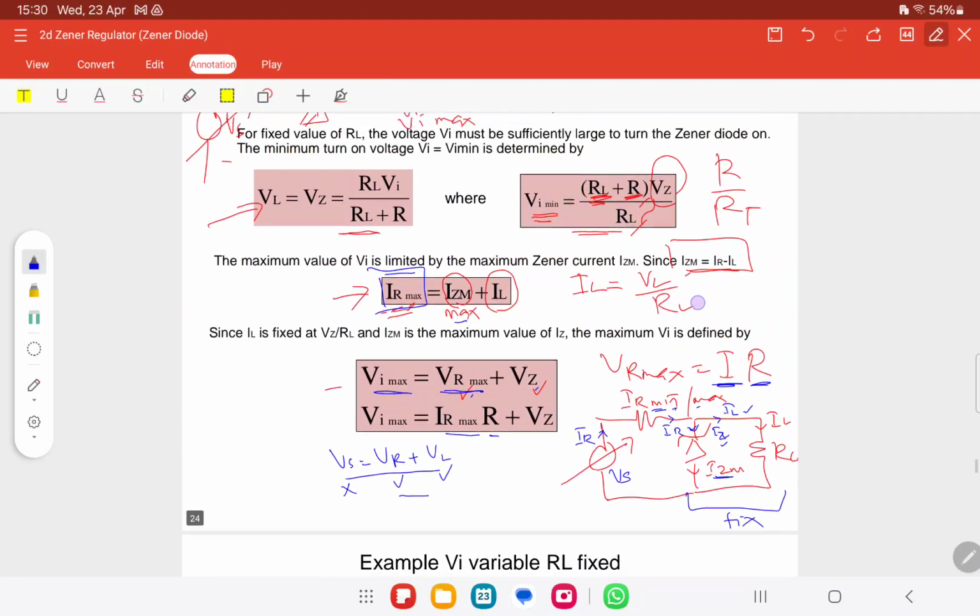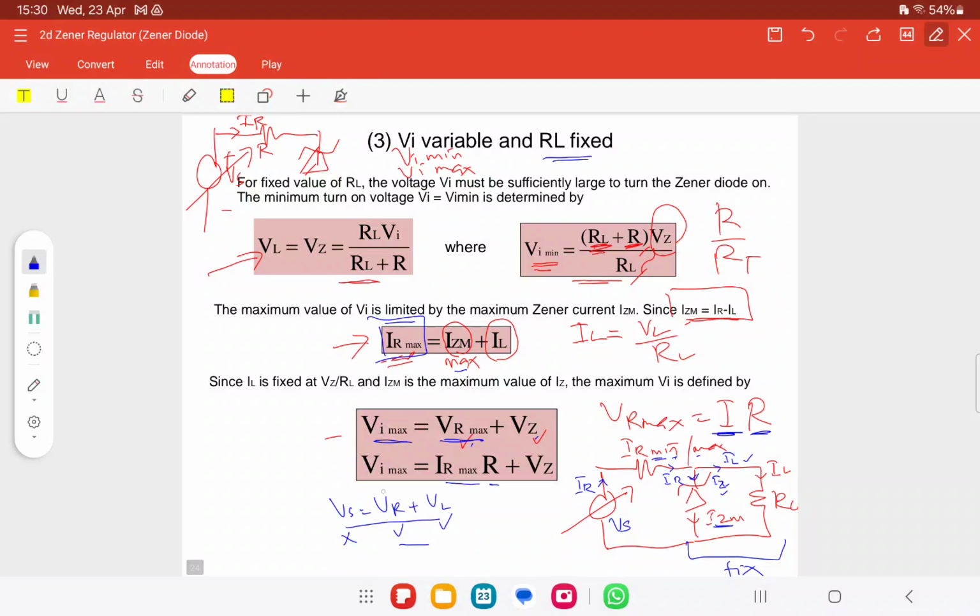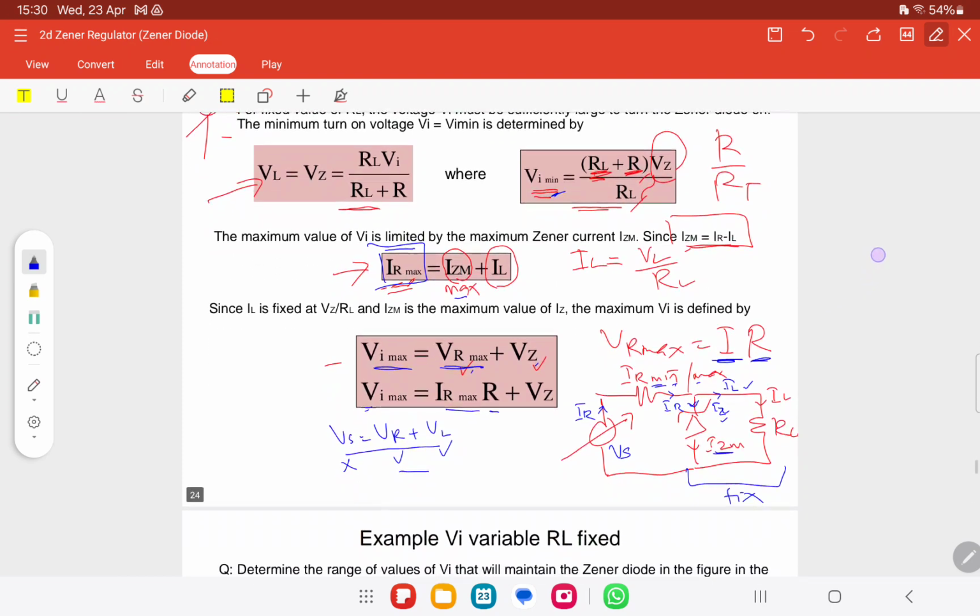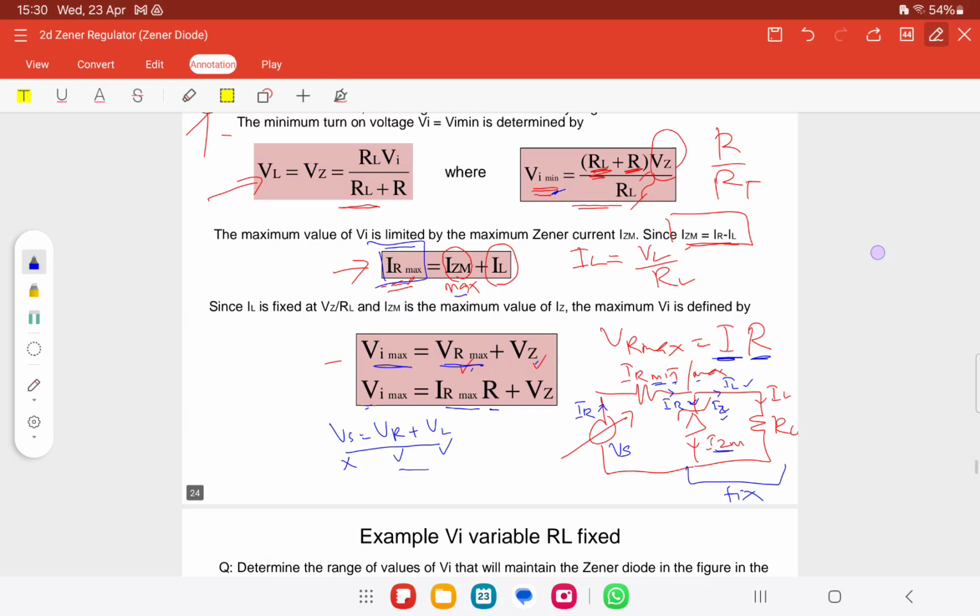Alright, so this is VI max. This is the VI min from earlier. For IR min and IR max, it depends on the question. If asked to calculate, then you calculate. Otherwise, if not needed, no need.